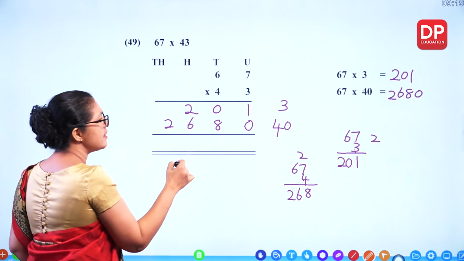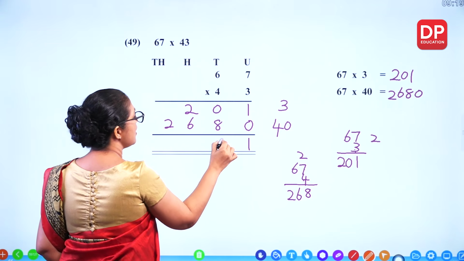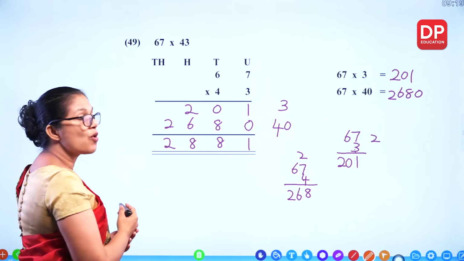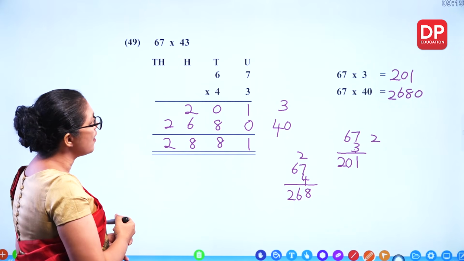2,680. Now add these two. 1, 8, 8, 2. So 2,880 81.